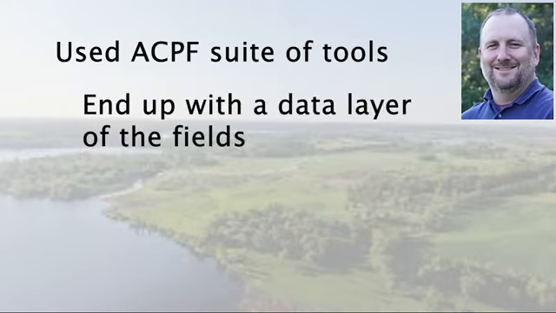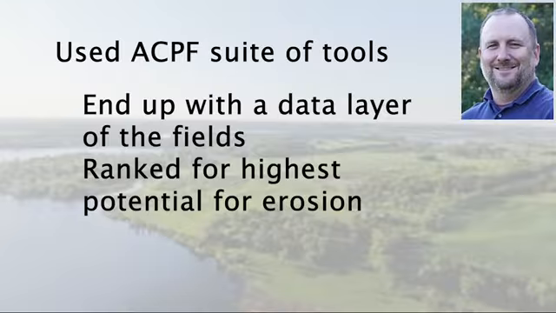The primary thing you end up with is a data layer of the field, so field scale. Within your watershed, these tools will rank the fields, from those with the highest potential for erosion within the watershed you're focusing on, down to the ones with the lowest potential for erosion, based on your elevation data and your terrain, your slopes, your soils, and then your land use.